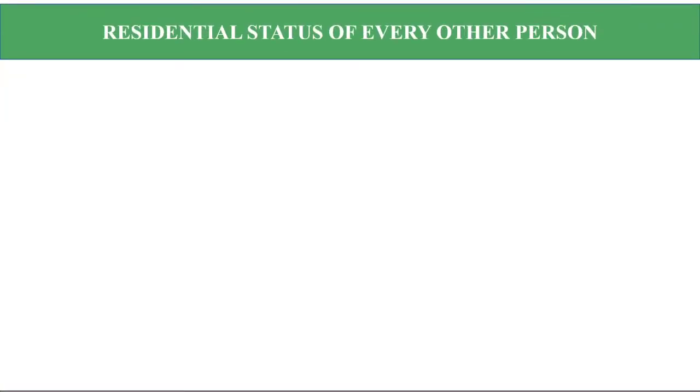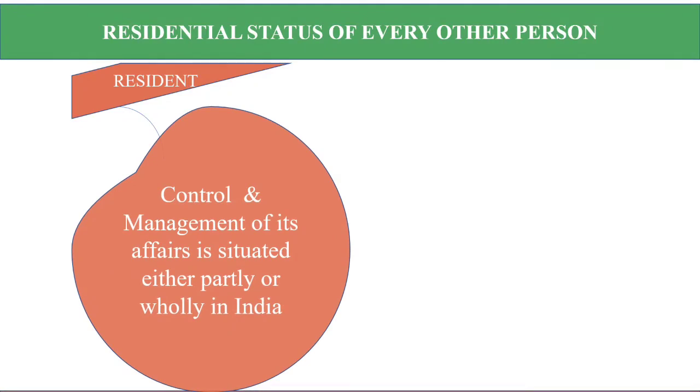At last, we are going to see how to determine the residential status of every other person. Every other person means other than individuals, Hindu undivided family and joint stock companies, which may include association of persons, body of individuals, local authority, artificial juridical person and partnership firms. So these entities or persons can claim only two positions. One is resident and the other one is non-resident.